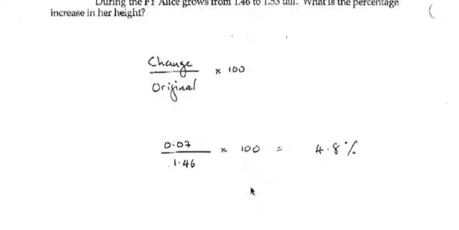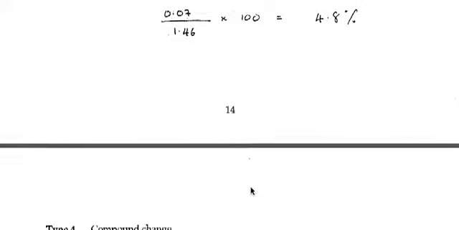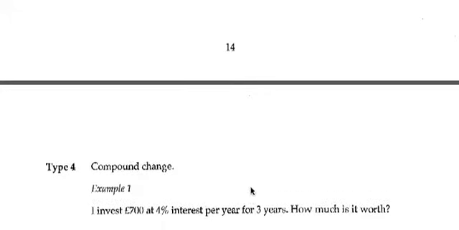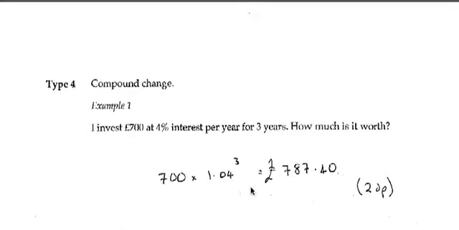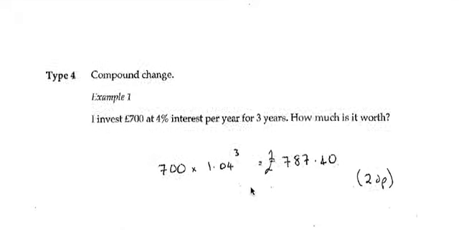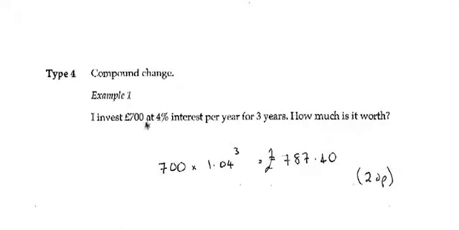Then we get on to the more sophisticated methods. Compound interest. So this is where the change happens several times. So I earn 4% in the first year, and then I earn 4% of the new value in the second year, and then I earn 4% of the new value again in the third year.